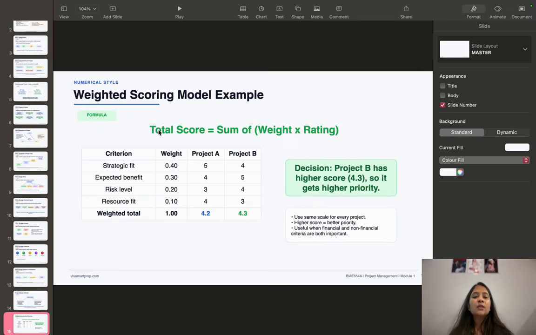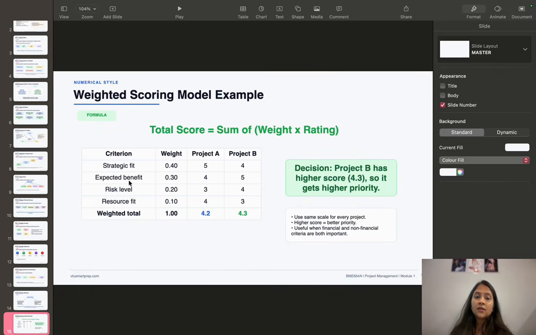In the weighted scoring model, first we decide the criteria. For example, we have profit, risk, strategy fit, and technical feasibility. Then each criterion is given a weight based on importance. After that, each project is rated. Finally, we multiply weight and rating and add all the values. So that is what is done over here. The project with the highest total score gets the highest priority.